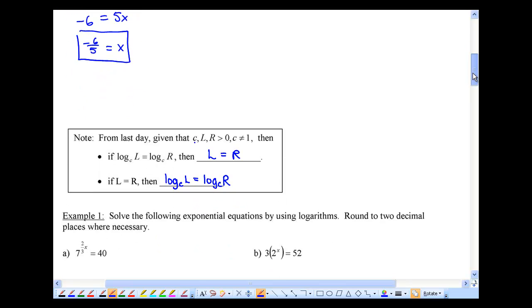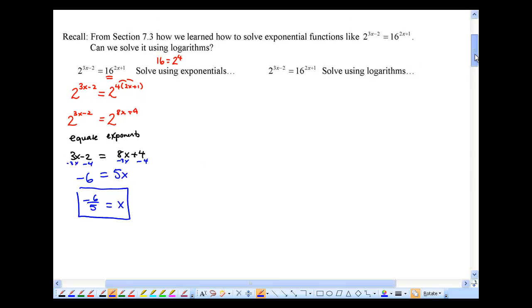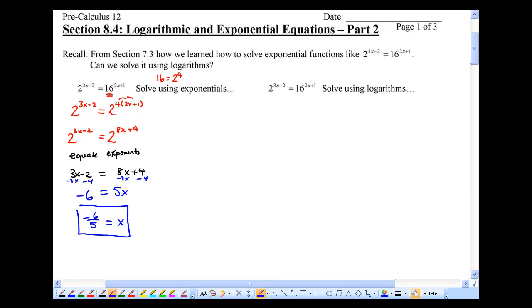Alright? So, with that knowledge in mind, I'm going to ask you to go back and do the same question using logarithms. So I've got the left side, I've got the right side. When I solve using logarithms, what I'd like you to do is take the log on both sides, and I'm going to use log base 10. So log 2 to the power of 3x minus 2 equals log 16 to the power of 2x plus 1. And then now we have to use our log rules to help us solve this question.